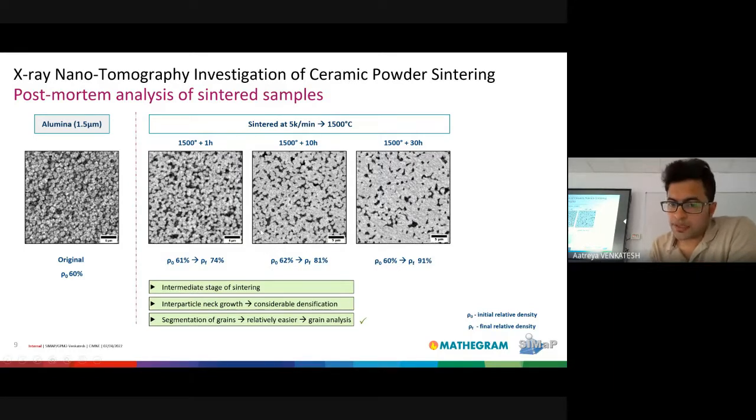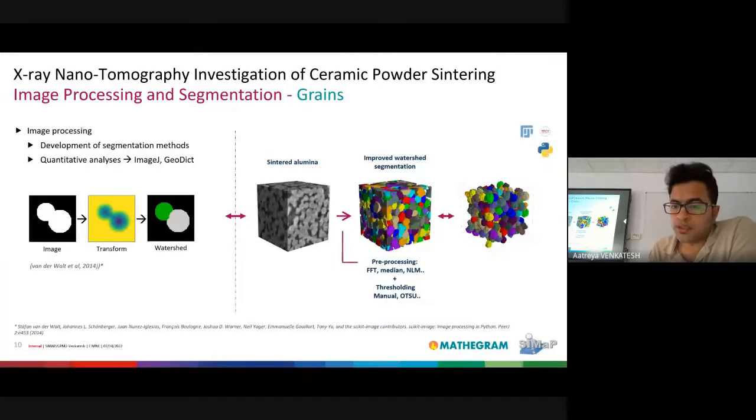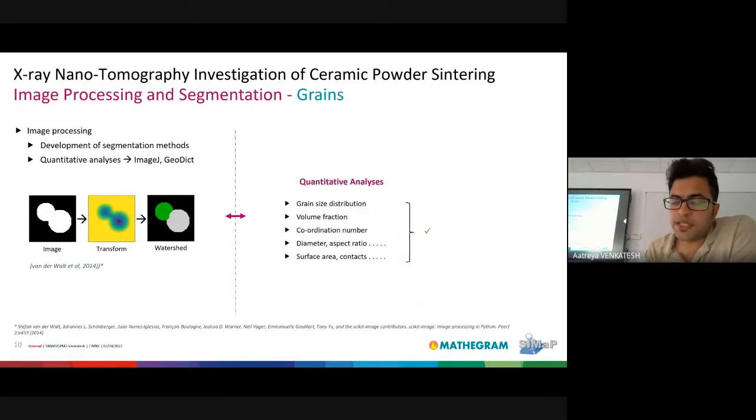So for the segmentation of grains, this is the process outline that we follow. I won't be delving into details, but we use an improved watershed algorithm to get these 3D segmented versions from these reconstructed samples. And then with regard to quantitative analysis, we look at a lot of sintering related parameters. We plot, we analyze, and we compare them.